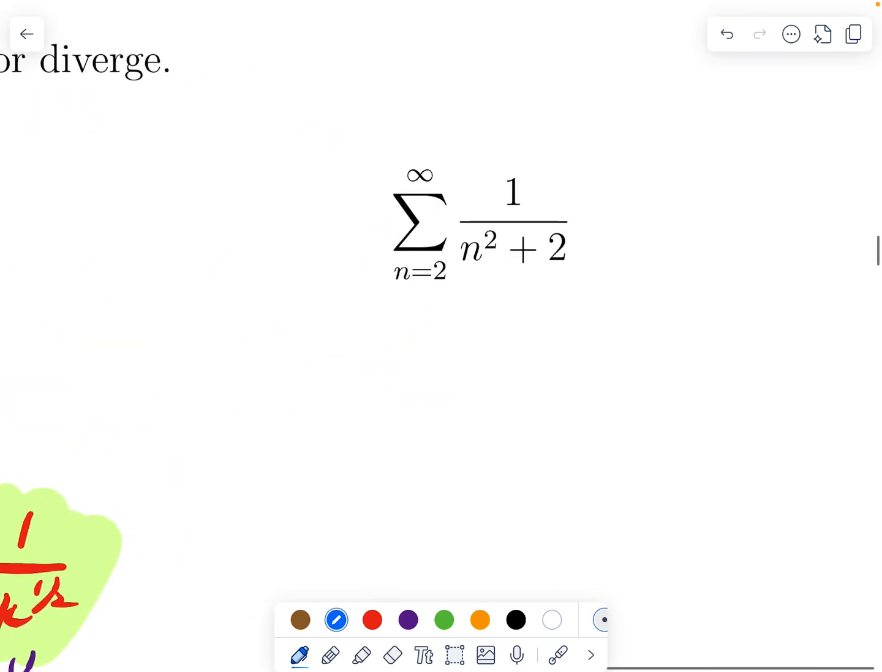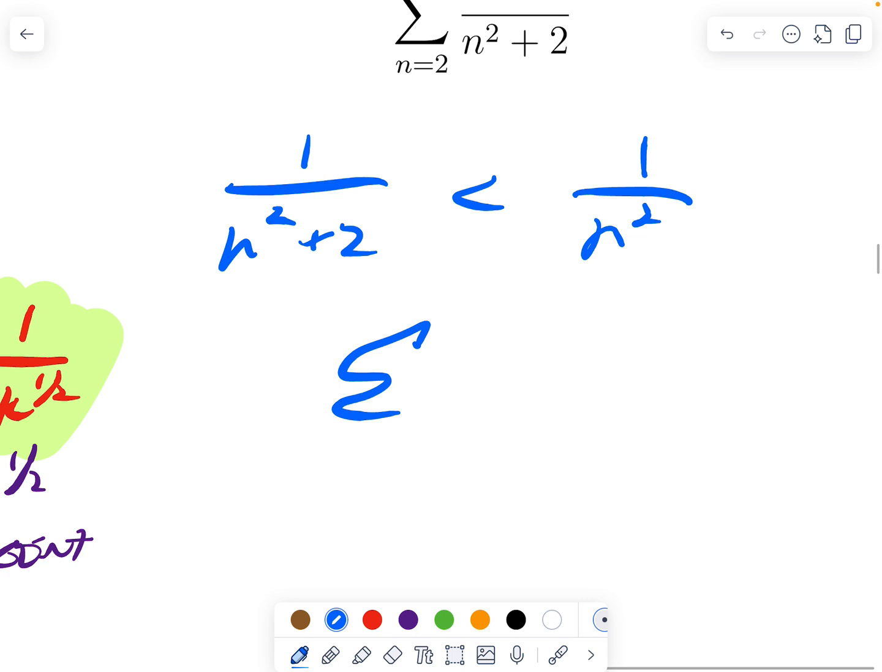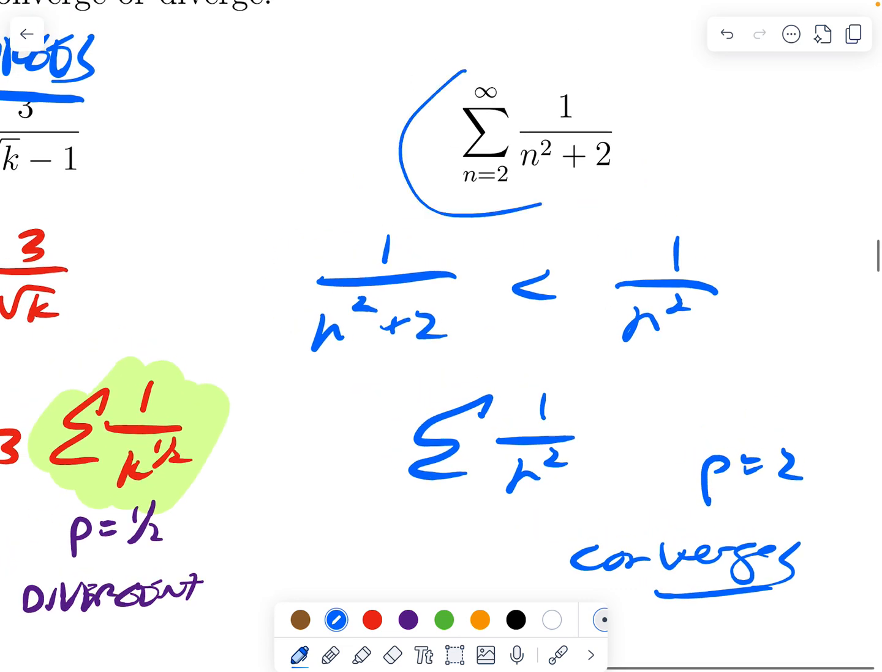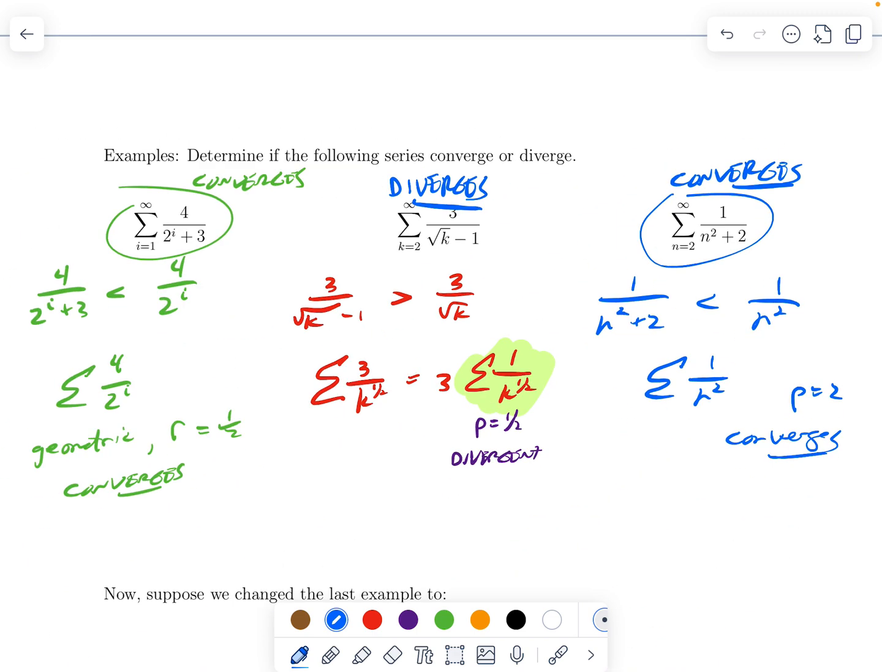And finally, this one, 1 over n squared plus 2, is smaller than 1 over n squared. This is a p series with p equals 2, so it converges. So this is smaller than a convergent series, and therefore it converges. So in each case, I compared it to a p series or a geometric series because I am familiar with those things.